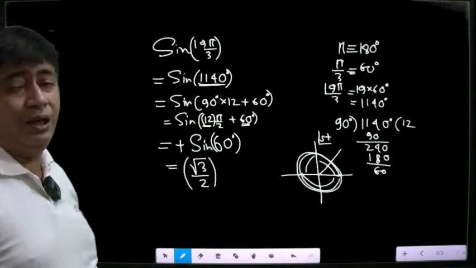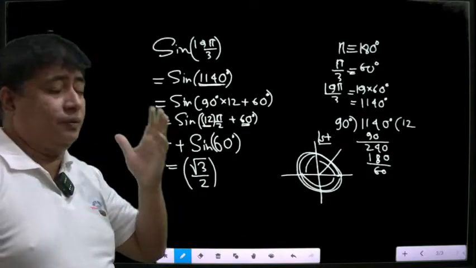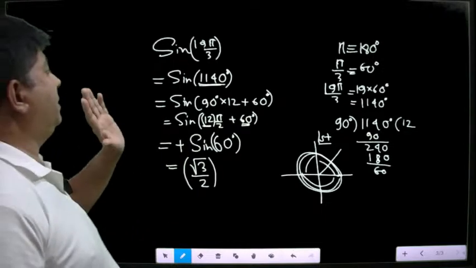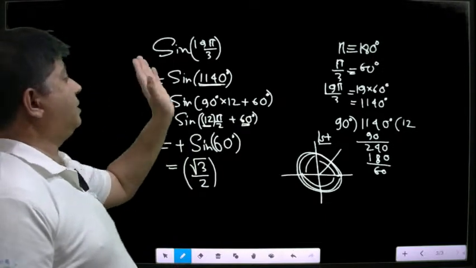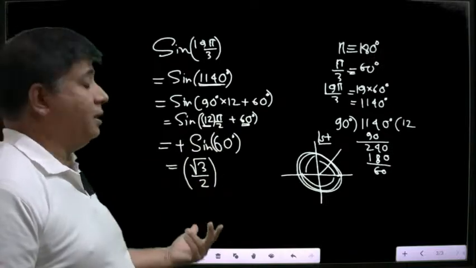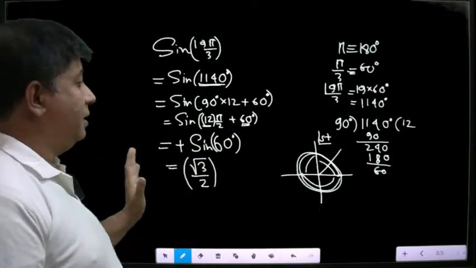In this way, any trigonometric ratio of any angle, you can find out. Okay? That is the new induction.